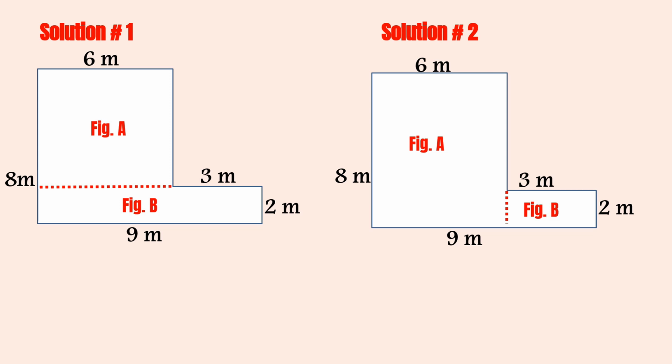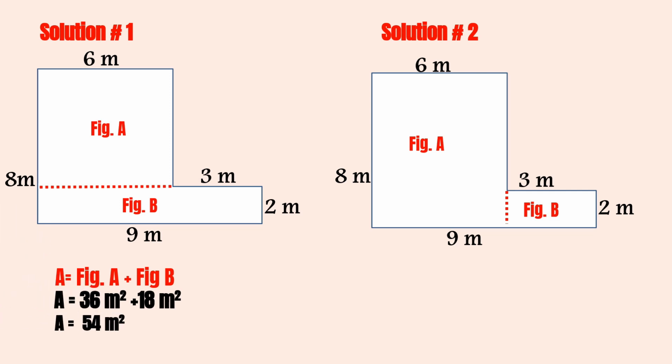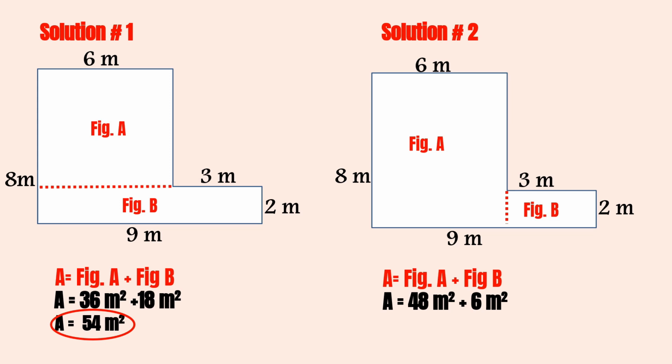Now let's compare solution number 1 that we did a while ago and the answer for our solution number 2. In solution number 1, we divided the irregular figure this way. We have the area of figure A, which is equal to 36 square meters, and the area of figure B, which is equal to 18 square meters. So the total area is equal to 54 square meters. While in solution number 2, we divided the irregular figure this way. We have figure A, which is equal to 48 square meters, and figure B is equal to 6 square meters. And if we put that together, the answer is equal to 54 square meters.